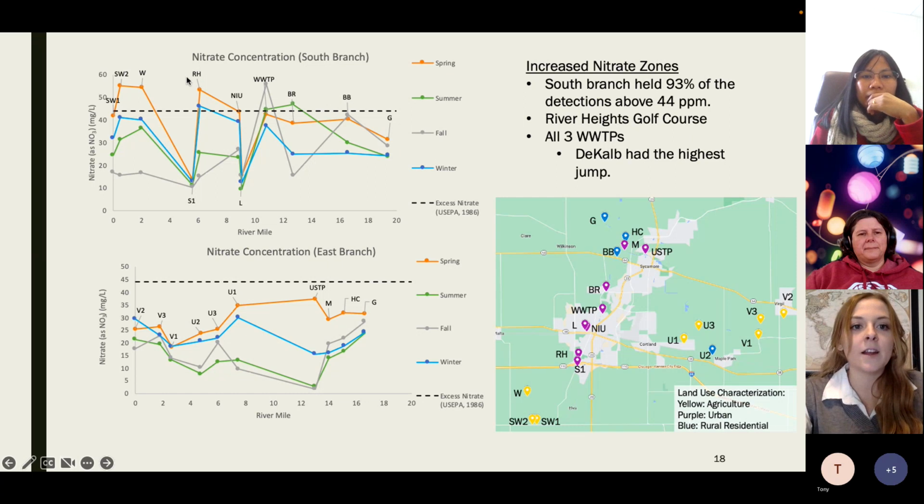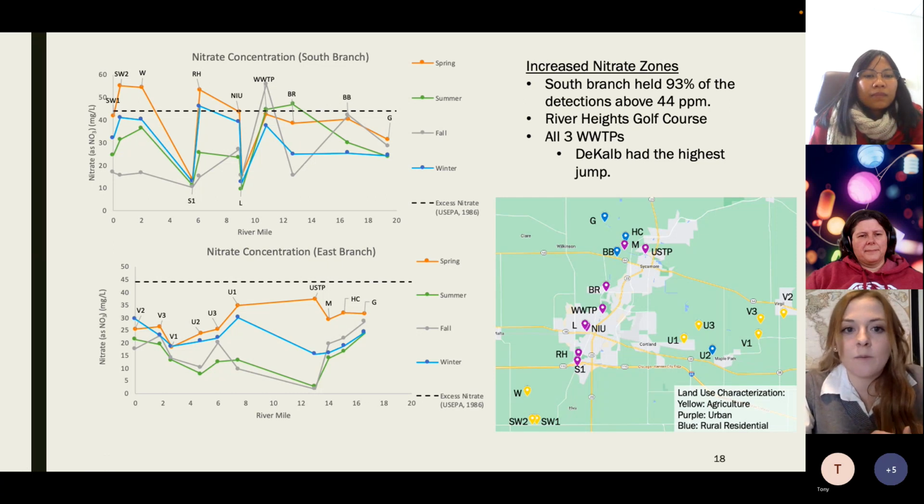We also have site RH, which experiences a jump. RH stands for River Heights. That is the River Heights Golf Course, just off of 88 in DeKalb. We also are seeing a pretty large spike from NIU's lagoon to the wastewater treatment plant.